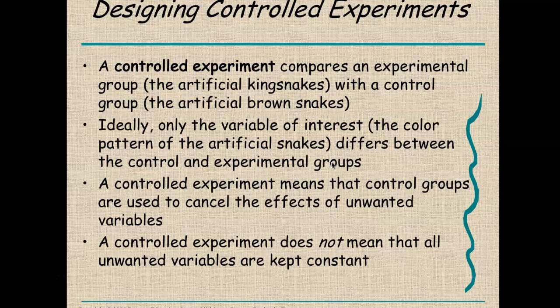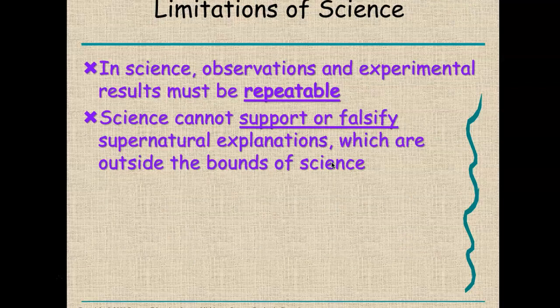I just want to end with talking a little bit more about experiments and designing experiments. A controlled experiment is going to compare an experimental group with a control group. So remember in my brine shrimp example, the control group was just plain water and the experimental groups were the different amounts of salt. A controlled experiment means that the control group is used to cancel the effect of unwanted variables. It does not mean that all unwanted variables are kept constant. So when you write your discussion, we'll talk a lot about what unwanted effects may have not been kept constant. But a control just means that there's no treatment.